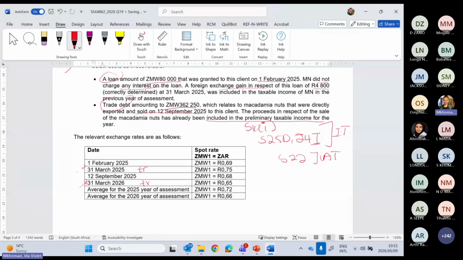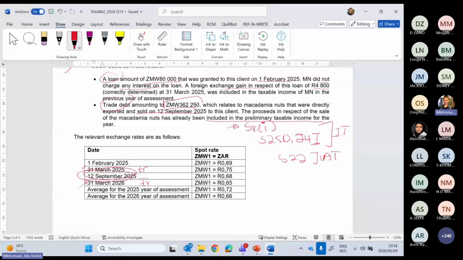If that was not the case, if the proceeds for the sale were not included, then you would have to include it in your gross income at the transaction date, the date that the transaction occurred, which is the 12th of September. What we need to consider, however, for our purposes is whether they can get an 11I deduction for those trade debtors, and the answer is yes, because the amount was previously included in income.